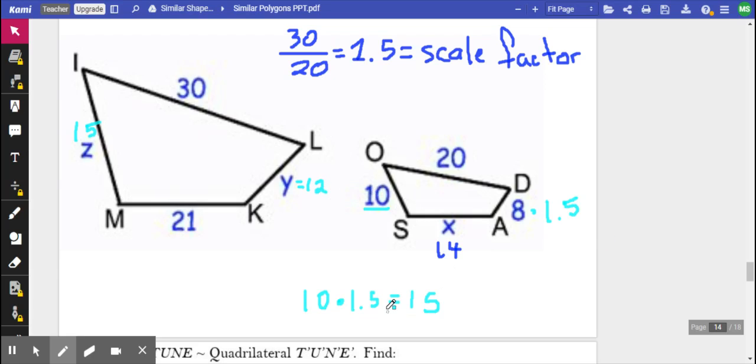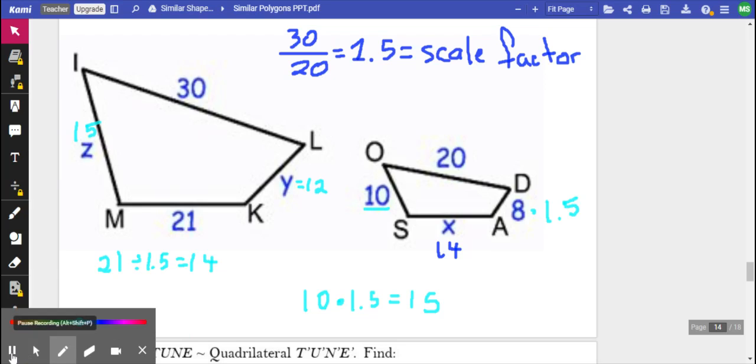So keep in mind this can also go backwards. If I didn't know that x was 14 and I needed to go from 21 down to x, I could just do 21 divided by 1.5, and that just equals 14 as well. So that shows different ways to do it. You can set up proportions like we were doing before and cross multiply. You can also determine the scale factor and use that to your advantage as well.